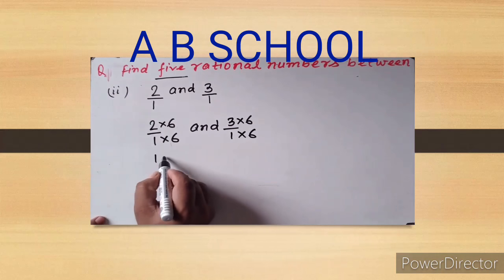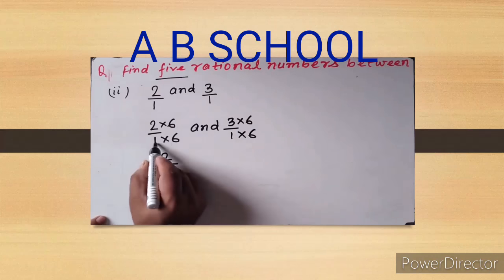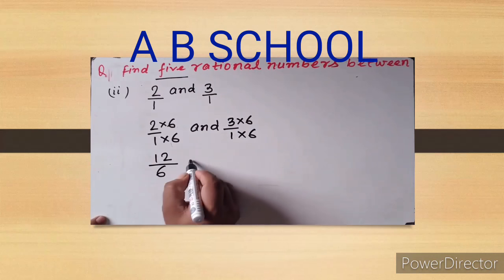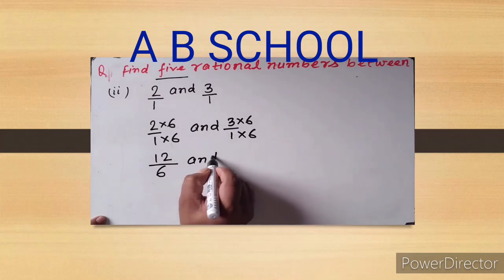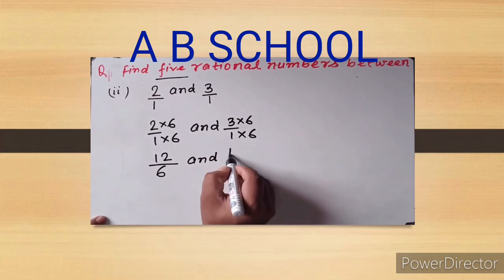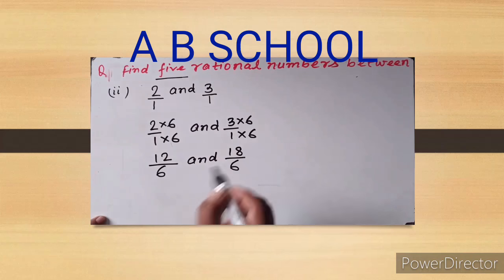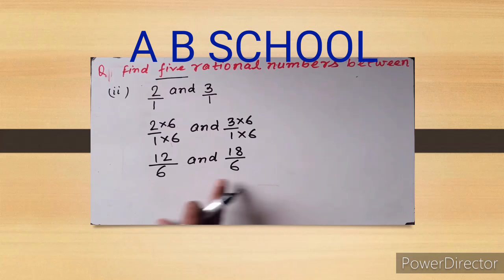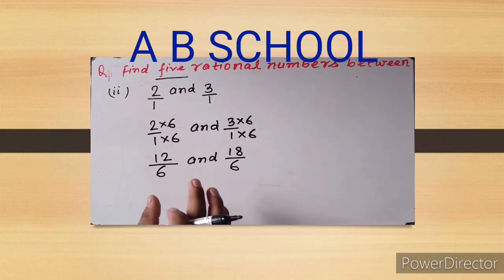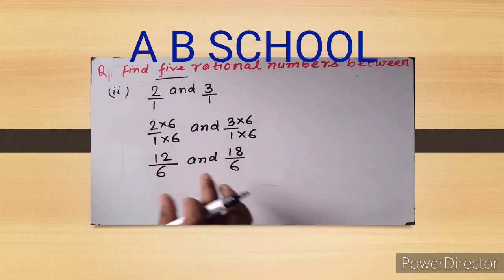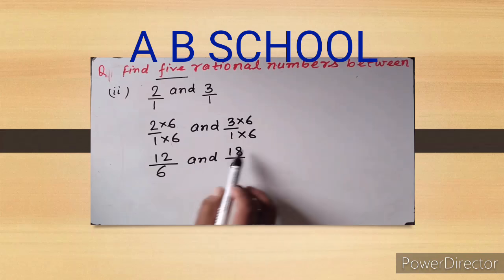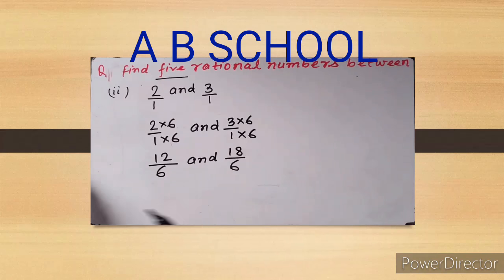2 6s are 12 upon 1 6 is 6 and 3 6s are 18 upon 1 6 is 6. You can see over here denominators are equal. Now we have to write what? 5 rational numbers between 12 and 18.